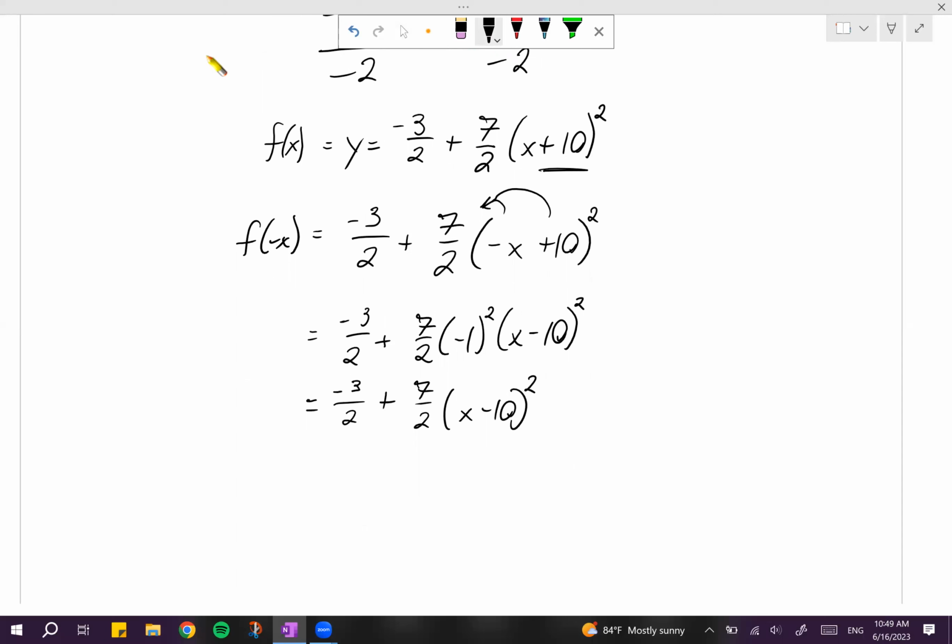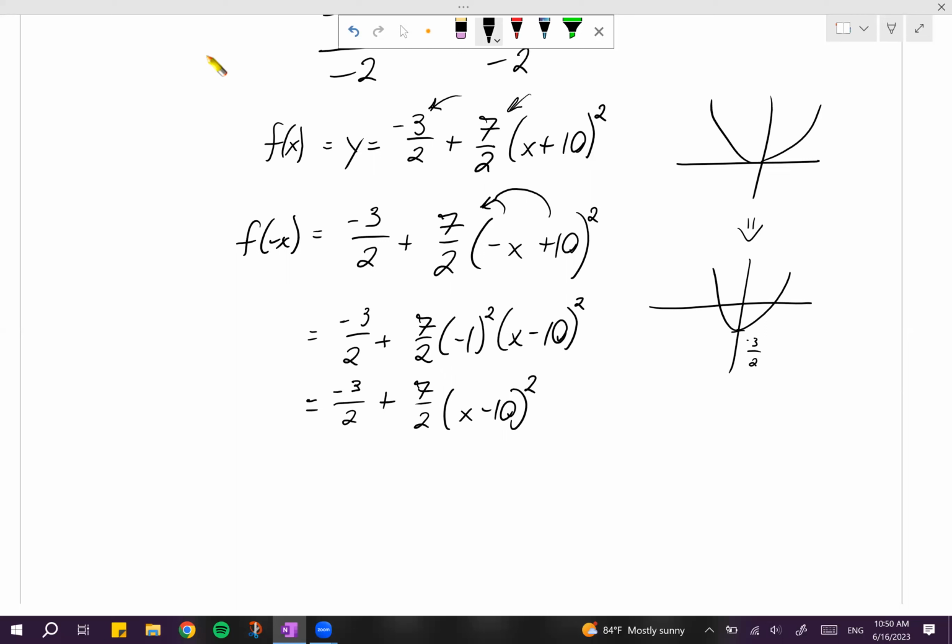Our parent function is x squared. So x squared looks like this. And we're going to shift it down 3 halves. So we're going to get negative 3 halves. And then we're going to multiply it by this 7 over 2. So it's going to look kind of skinnier. It's going to kind of do something like this.